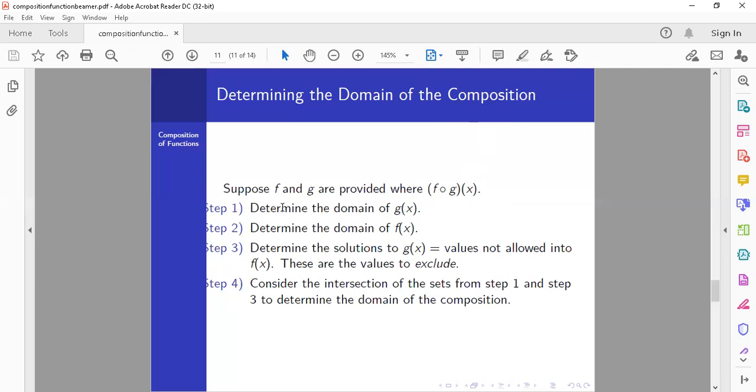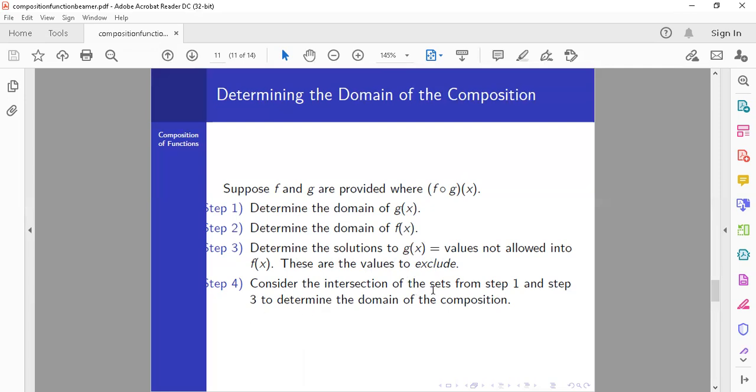One is to determine the domain of G. The second would be to determine the domain of F. Now notice the order here, F composed with G. Third, determine the solutions to G equal to values not allowed into F. These are the values to exclude because these are the ones that break the assembly line trying to go into F. Remember, you have to go all the way through. Then step 4, consider the intersection of the sets from step 1 and step 3 to determine the domain of the composition.